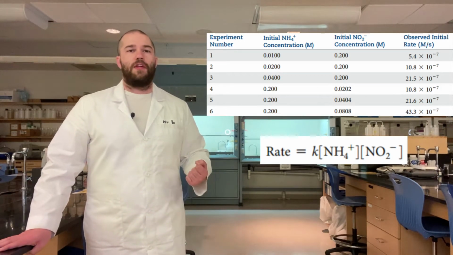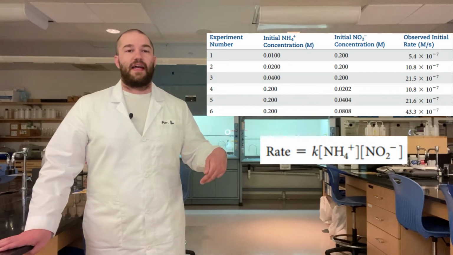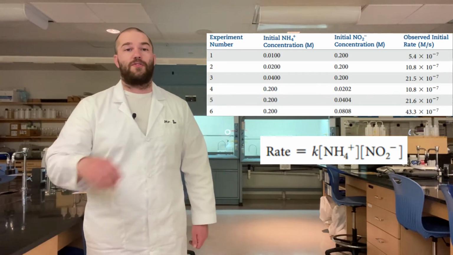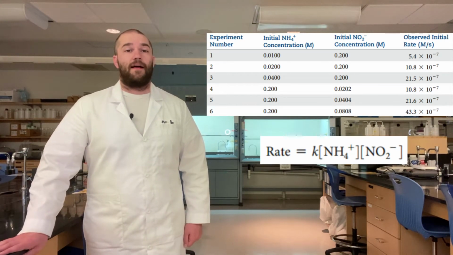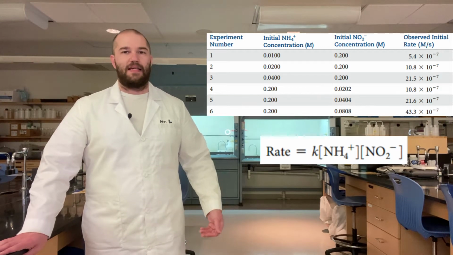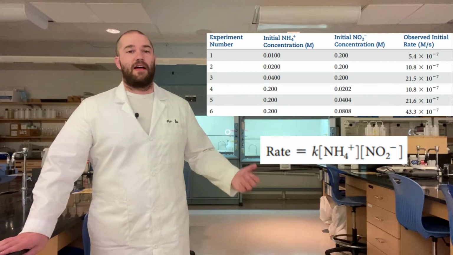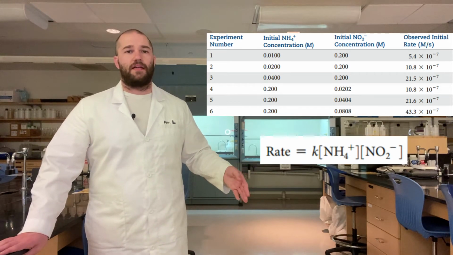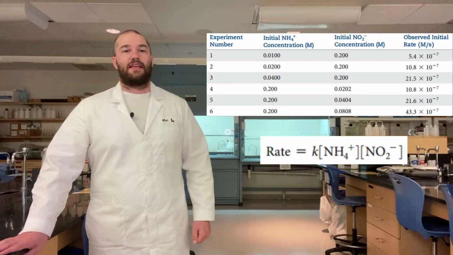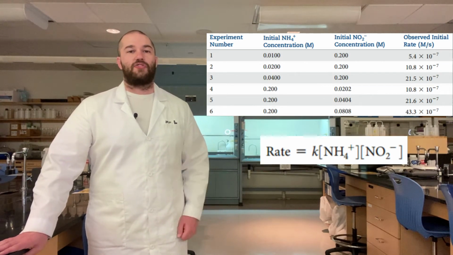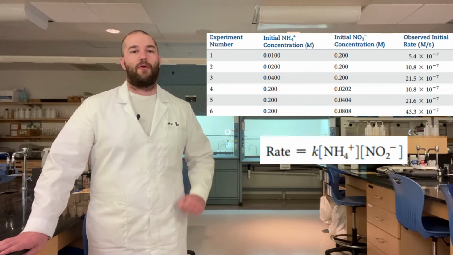Then we're going to hold ammonium constant, and we're going to vary the other one. And we can see when we double nitrite, the rate also doubles, so it's going to be first order with respect to nitrite as well. So in order to set up a rate law, all rate laws are going to have rate equals k, which is called the rate constant, times the concentration of whatever it is you're studying to whatever power, times whatever other thing to whatever power. So in this case, we have rate equals k times the concentration of ammonium to the first power times the concentration of nitrite to the first power.